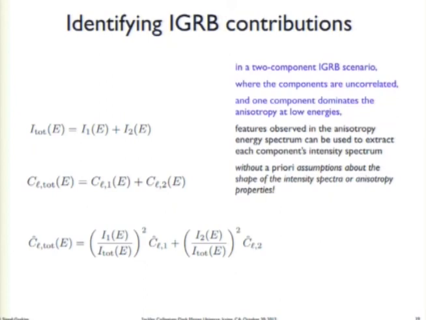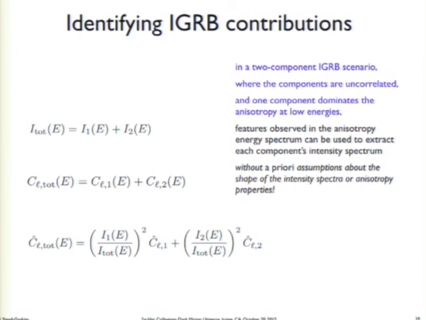So in particular, I'm going to make 3 assumptions I need to point out. I'm going to assume the IGRB is primarily made by 2 components. There are some cases where I can deal with 3 components, and if I can model something out and get it down to a 2 or 3 component scenario, I can handle that as well. I assume the components are uncorrelated. This is a very, very good assumption for gamma ray sources.